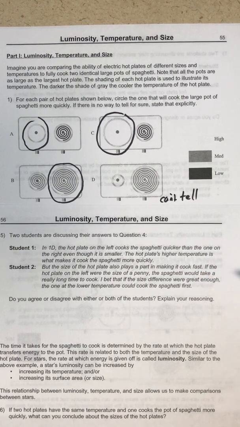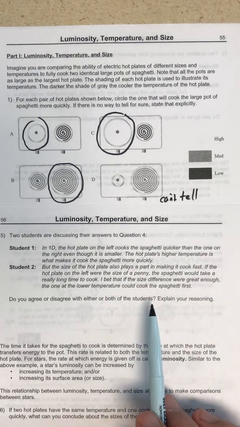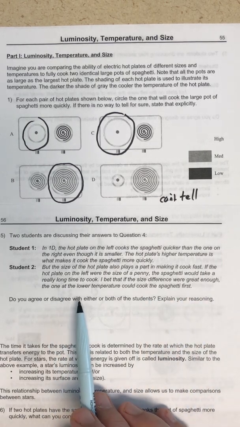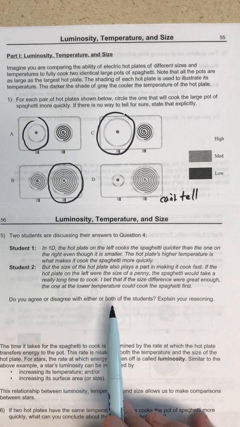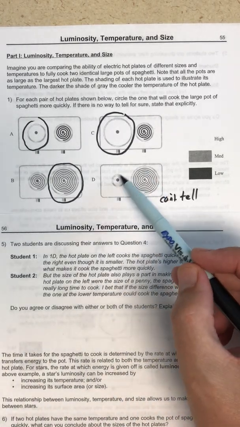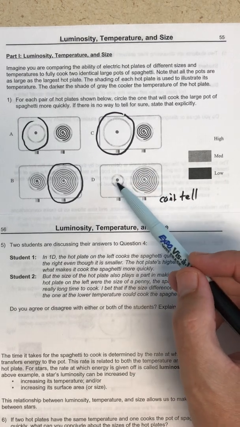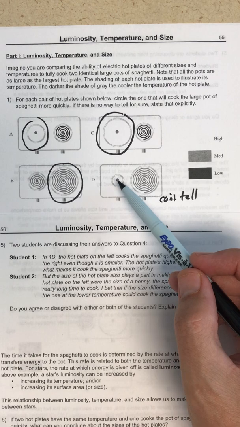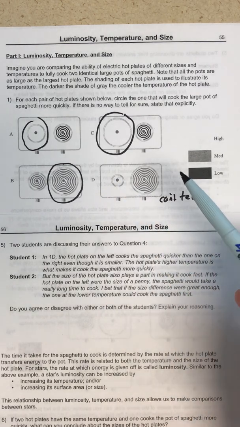If the hot plate on the left were the size of a penny, the spaghetti would take a really long time to cook. I bet that if the size difference were great enough, the one at the lower temperature could cook the spaghetti first. So student 2 is imagining taking the limit that in case D, if this smaller burner were at a high enough temperature, it'd still cook the spaghetti fastest.